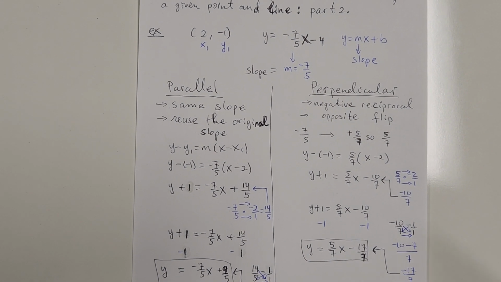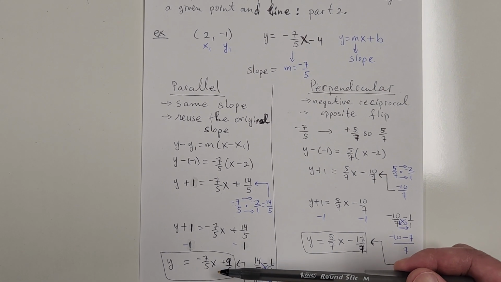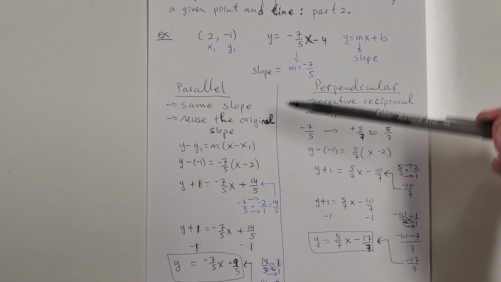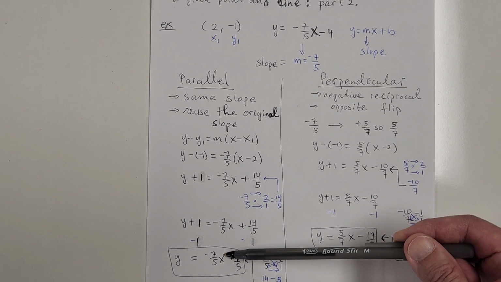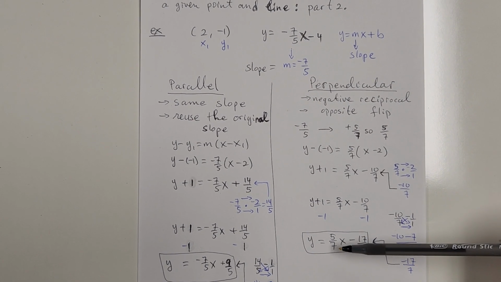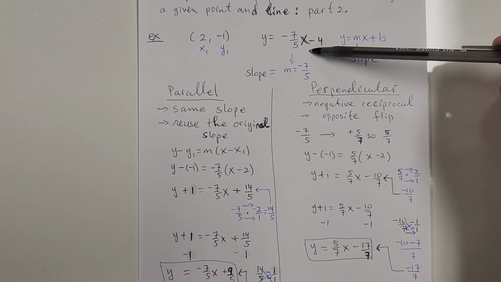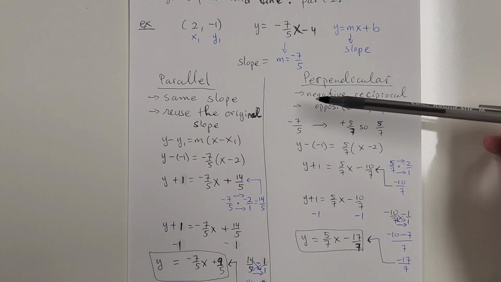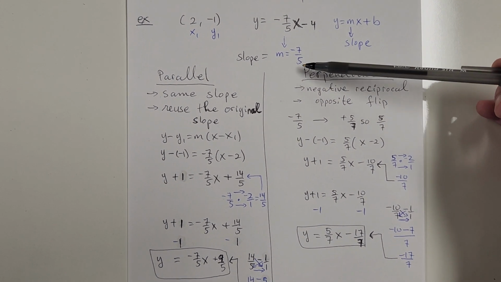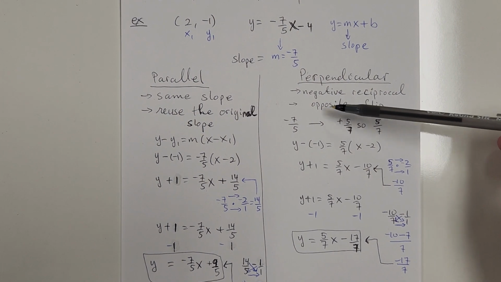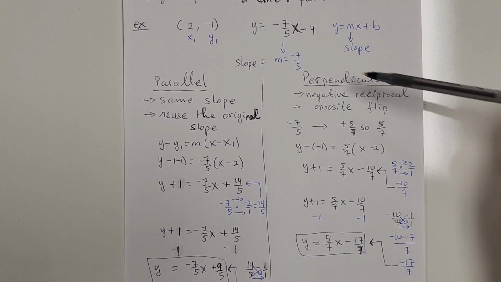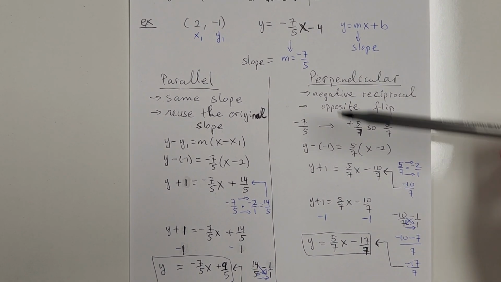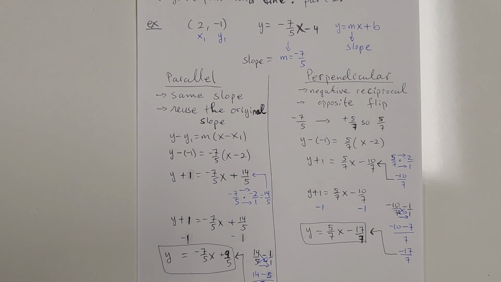Okay, so one more time, this equation is parallel to the given because the slopes are the same. This equation is perpendicular to the original because I am doing the negative reciprocal, which is opposite flip. Okay, you only do the negative reciprocal on the slope. Okay, so this is part 2.